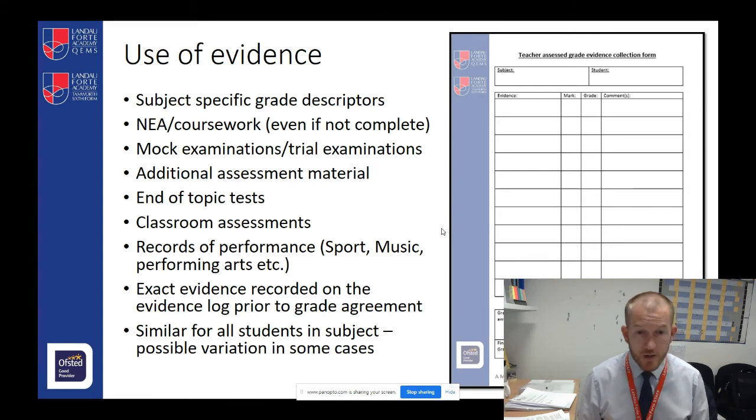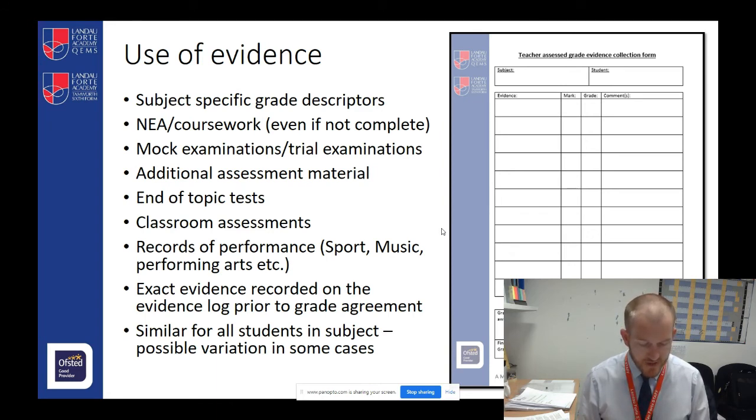In the next window, beginning next week, we'll be using the additional assessment materials released by the exam boards. Those will be taking place in lessons and a few in the theatre for certain subjects where there's a large group of students. Any end of topic tests that have taken place throughout the course, where you have completed those and where there are specific grade boundaries, they will be used. Where not, we would tend to use a general grade for them based on the mark that you have obtained in those. Any other classroom assessments that have taken place and we have evidence of will also be used.